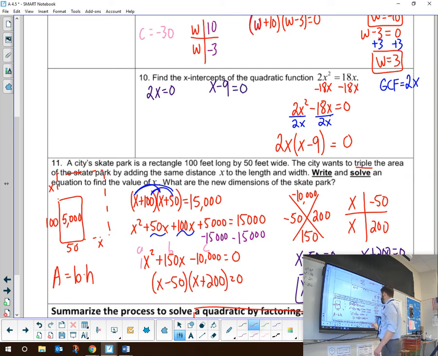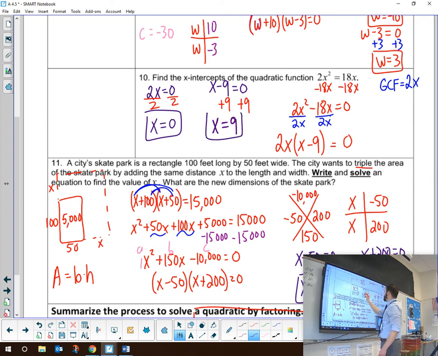Okay, so let's solve this. To solve this one, we'll divide both sides by 2. Well, 0 divided by 2 is still just 0. So there's my first answer. My second answer, we have x minus 9 equals 0. Let's add 9 to both sides. And we get my other answer. We have x equals 9. Okay.